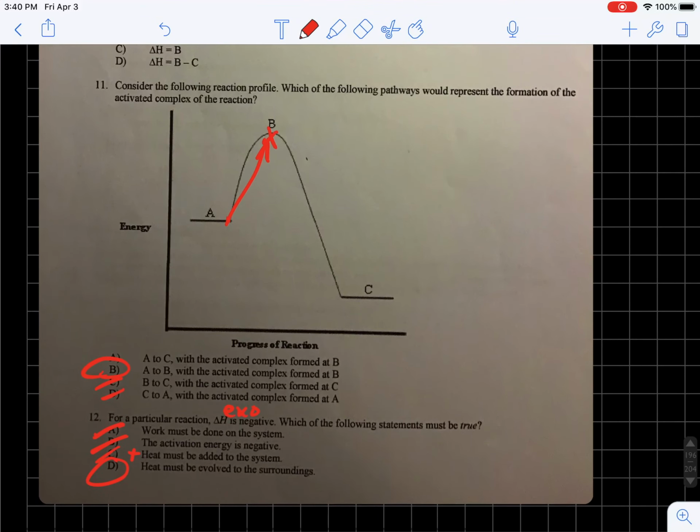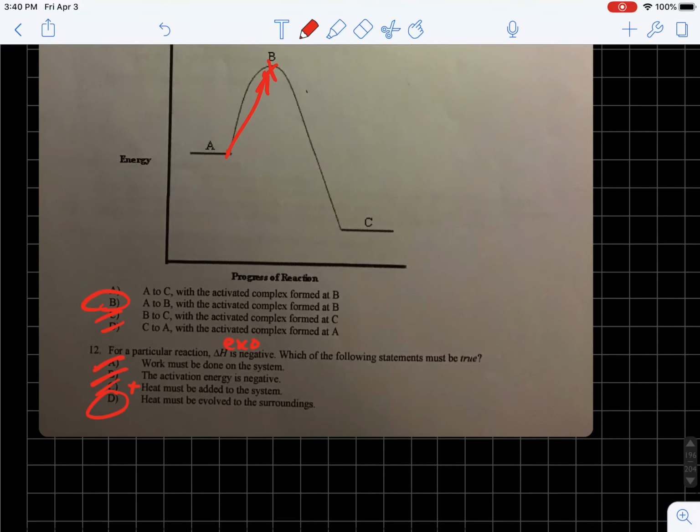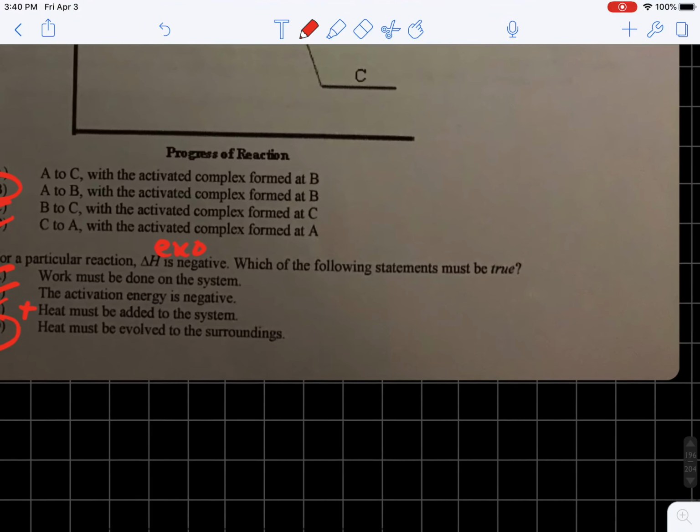And number 11, considering the following reaction profile, again, another reaction coordinate, and they want to know which of the following pathways would represent the formation of the activated complex. So going from A to B would be the activated complex. Answer B.